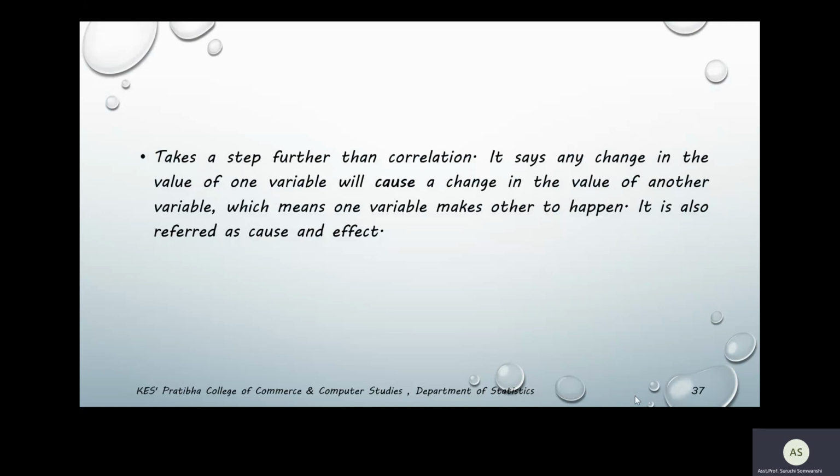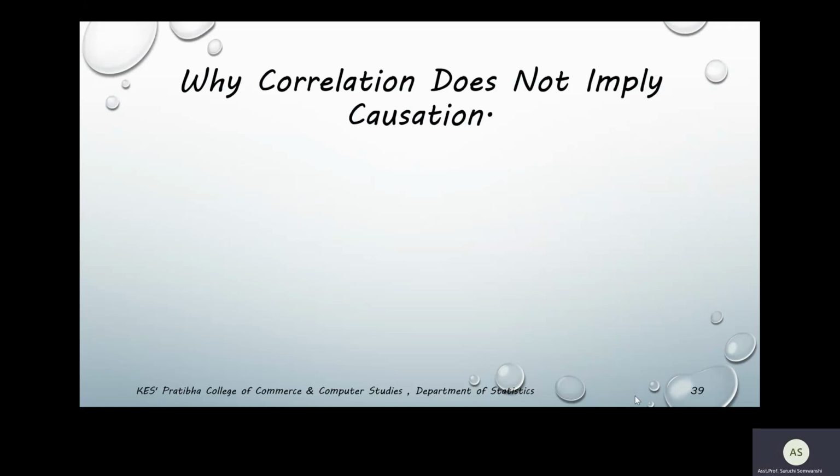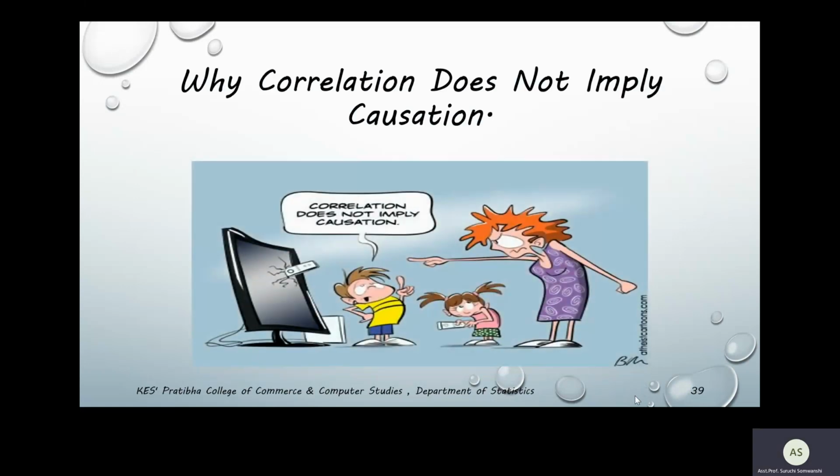Okay? A lot of times we have heard that correlation does not cause causation, or correlation does not imply causation, or correlation is not causation. But what do they actually mean by saying this? So why does correlation not imply causation? Like the above example we have discussed, moving to Colorado is not going to affect the obesity level.